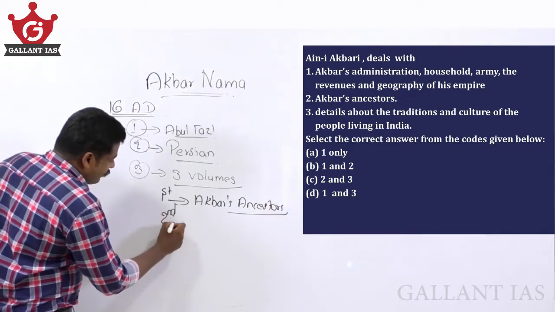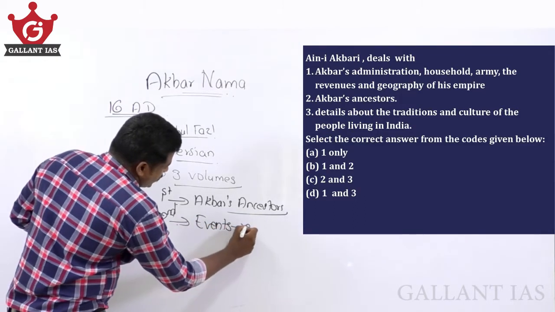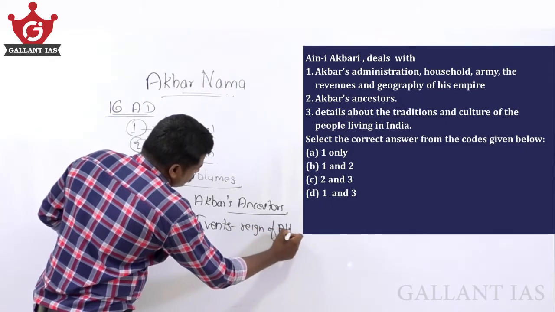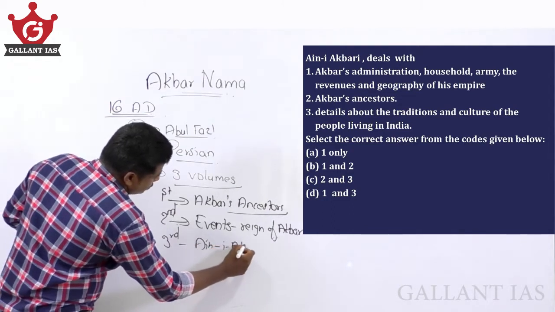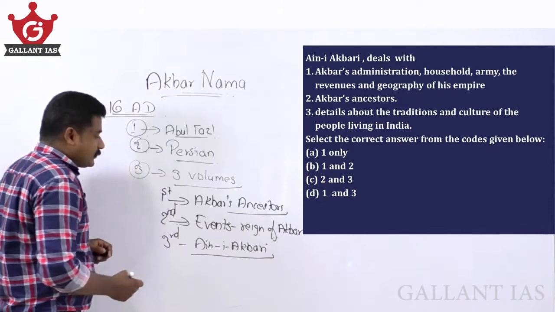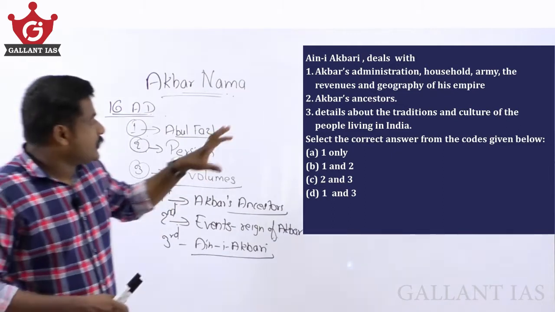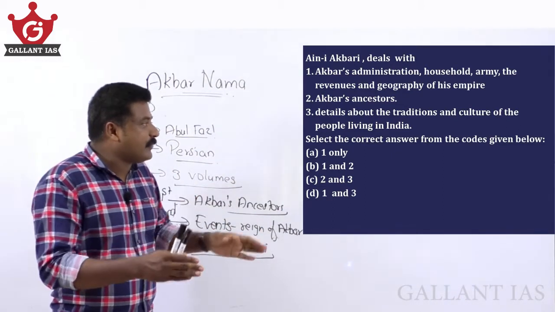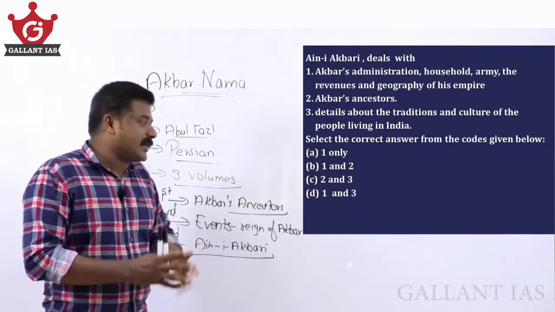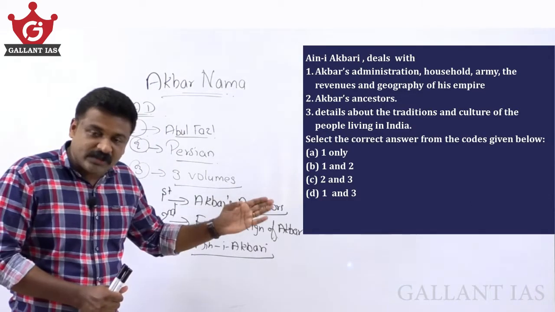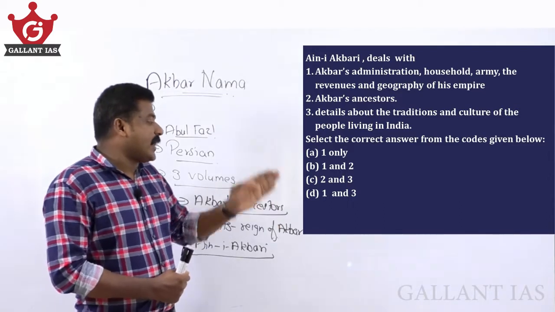The second volume of Akbarnama deals with major events during the reign of Akbar. The third volume, which is called Ain-e-Akbari, deals with Akbar's administration, household, army, revenues and geography of his empire. Also it gives details about the traditions and cultures of the people living in India. Also it gives statistical details about the crops, yield, prices, wages and revenues.